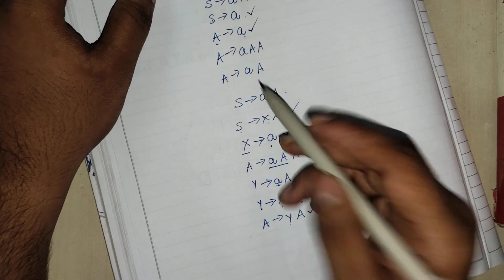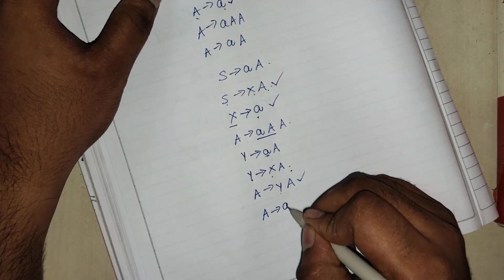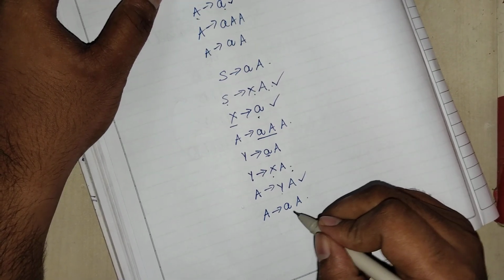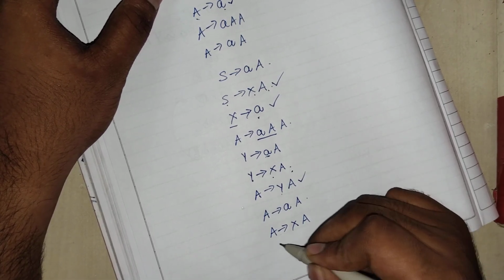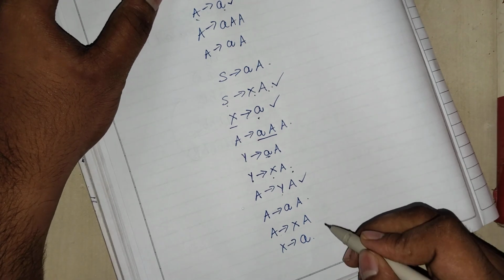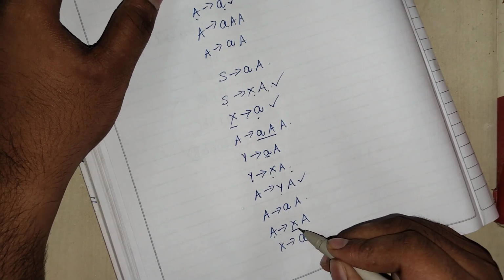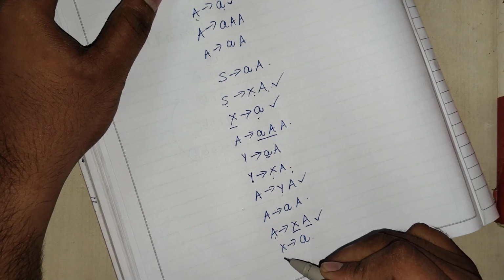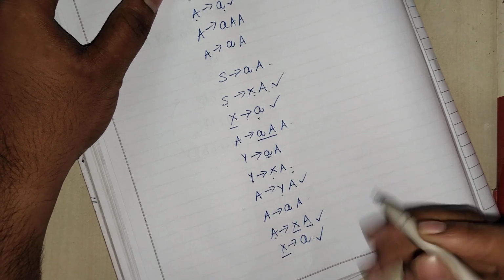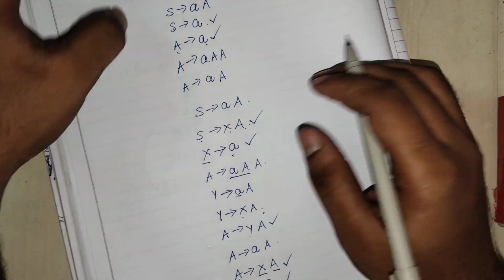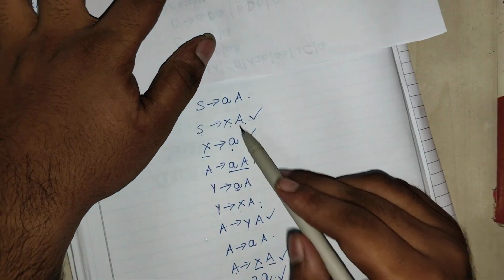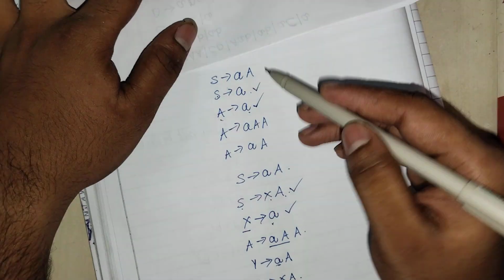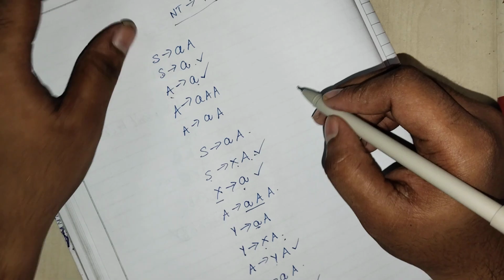Next, this production: A tends to small a, capital A. So replace this small a with X. So A tends to X A, where X tends to a. So this is in the form of non-terminal tends to non-terminal and non-terminal, so it's in the Chomsky normal form. The other is non-terminal tends to terminal, and it's in the Chomsky normal form. So the final productions you will get are S tends to X A. Let me write all the final productions here.